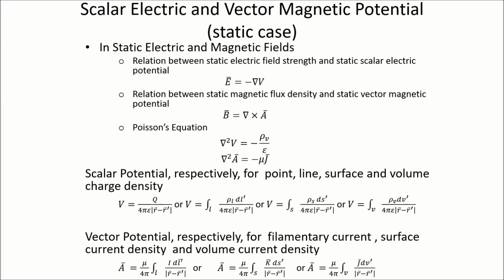The gradient vector can be interpreted as the direction and rate of fastest increase. Gradient of a scalar field is a vector. For a static magnetic field, the relationship between magnetic flux density and the vector magnetic potential is shown. The curl of the vector magnetic potential is equal to the magnetic flux density.